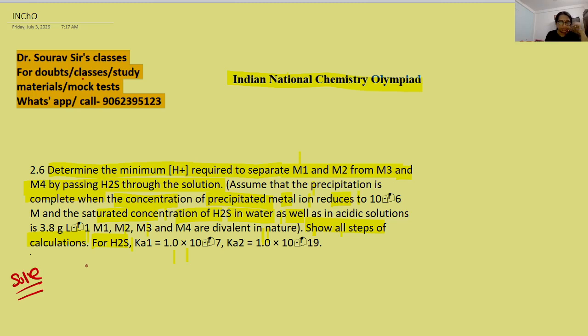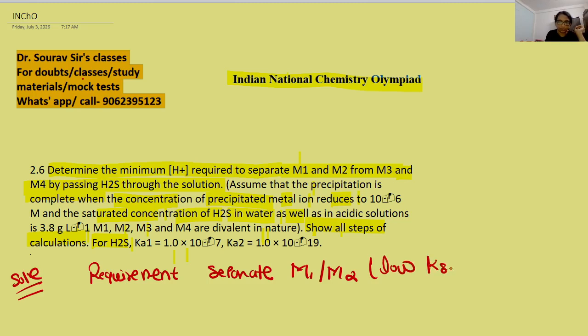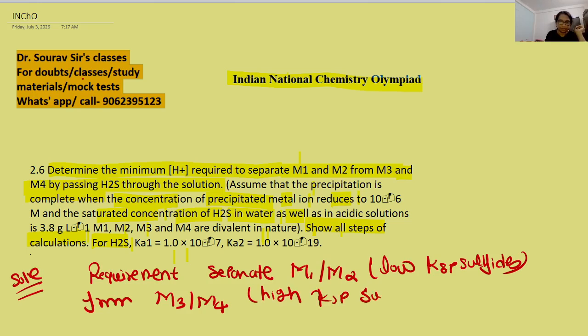So what is the principle of this? The requirement is to separate M1 and M2, which have a low solubility product of sulfides, from M3 and M4, which have a high solubility product. The Ksp value is high for the sulfides of M3 and M4.